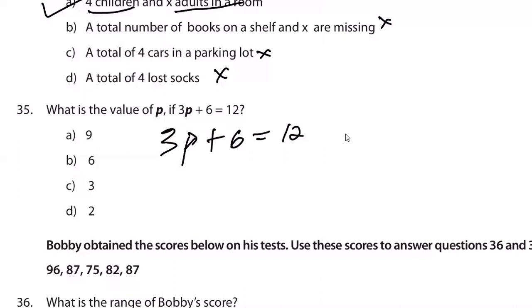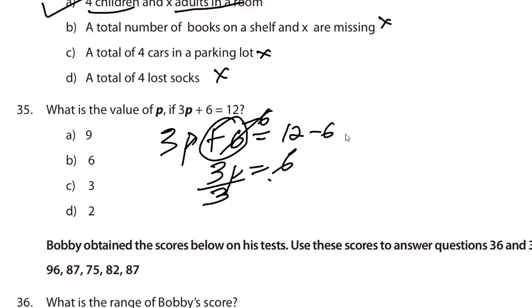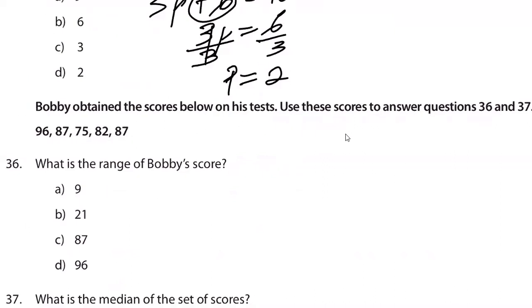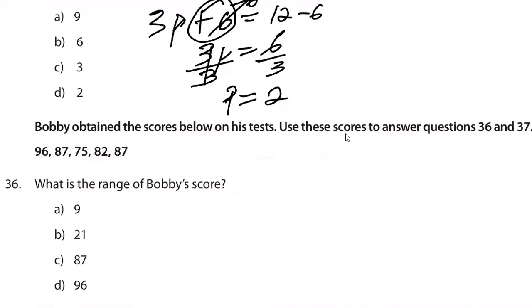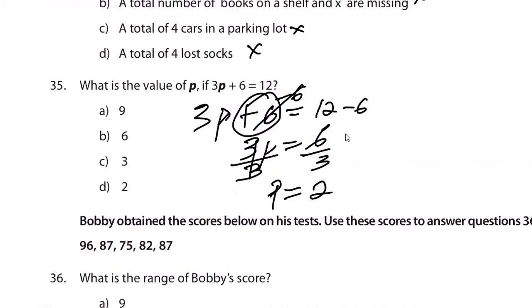But let us work out the equation since we are all mathematicians. What we do, we take the inverse of the plus 6 and we minus 6. We do it to one side, we do it to the other side. So that will be 12 minus 6, which is 6. And then we divide by 3 because the opposite of multiplication is division. So we divide by 3, and of course, 6 divided by 3 equals 2. I like that one. So that would be D.